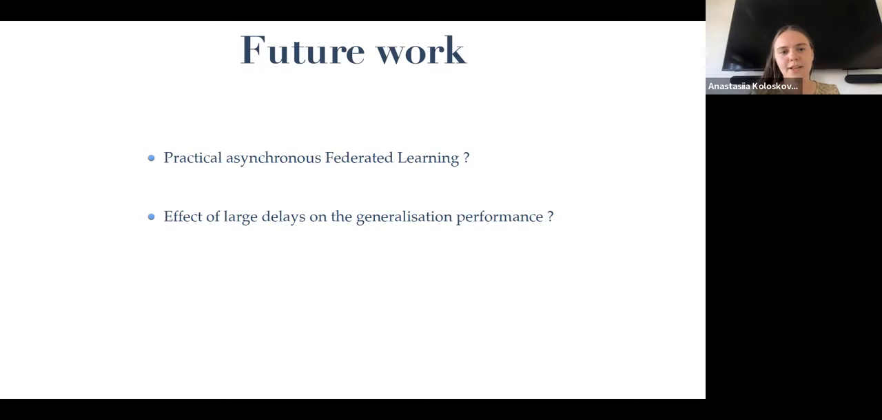Another question: convergence rates show that asynchronous SGD should have comparable performance to mini-batch SGD, but what happens in reality for deep learning? It is a question whether it affects generalization or not, and if it does, how to close this gap.